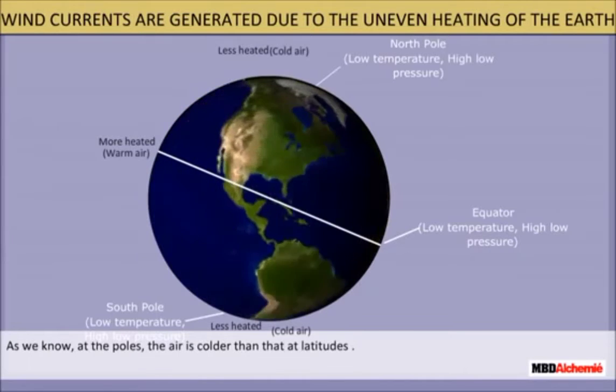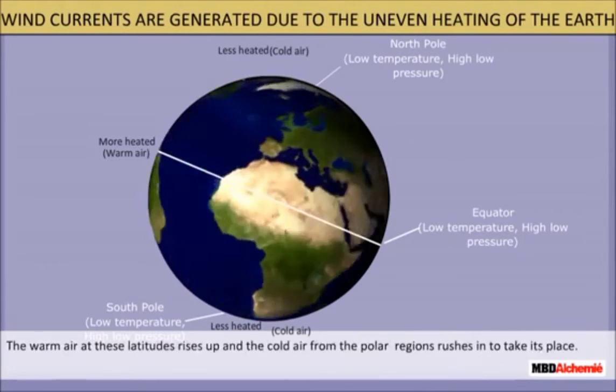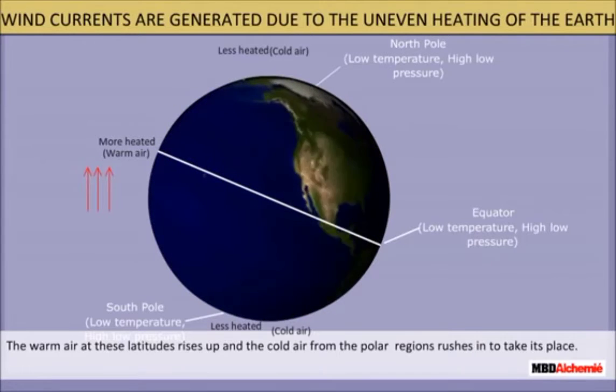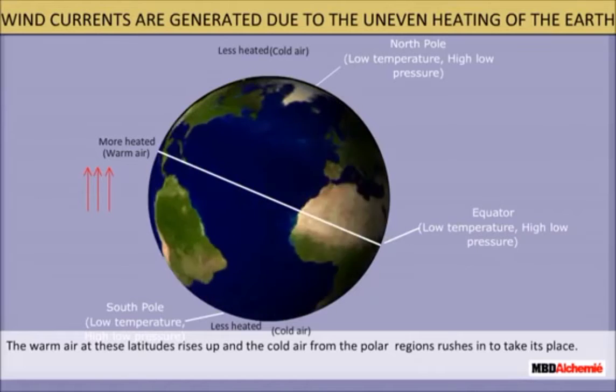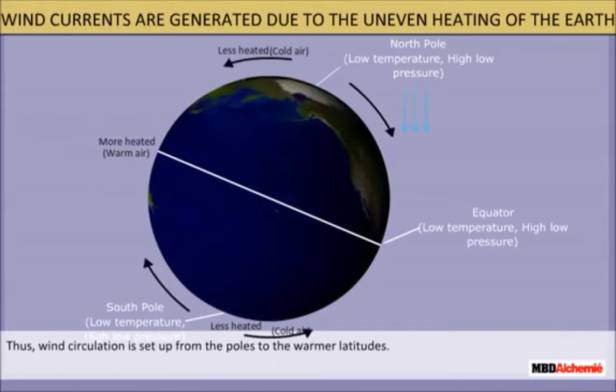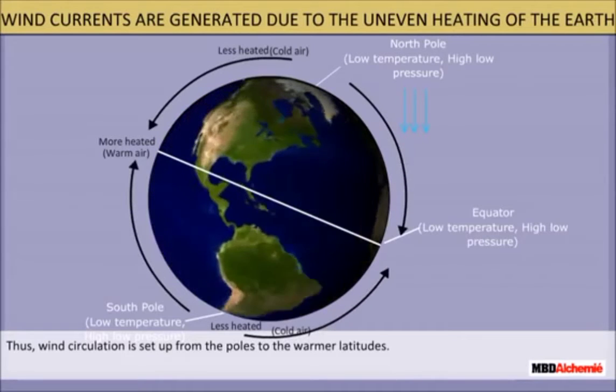As we know, at the poles, the air is colder than that at latitudes. The warm air at these latitudes rises up and the cold air from the polar regions rushes in to take its place. Thus, wind circulation is set up from the poles to the warmer latitudes.